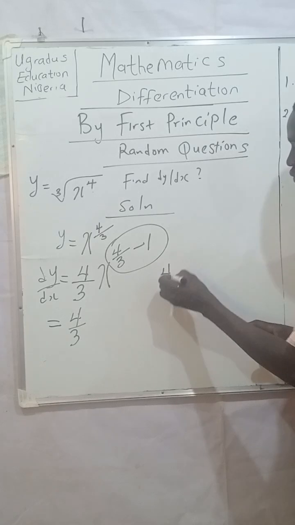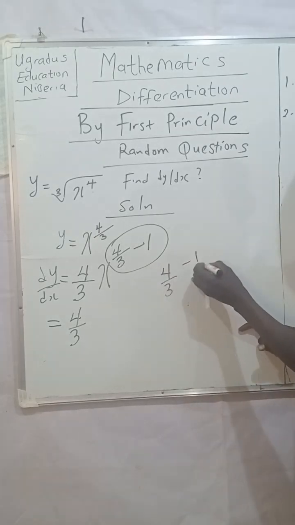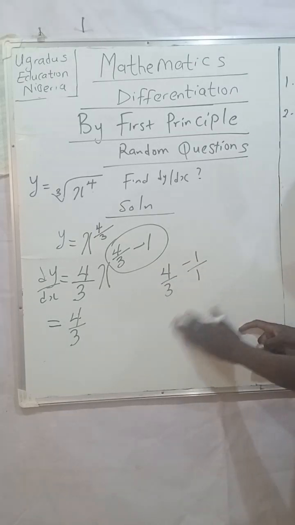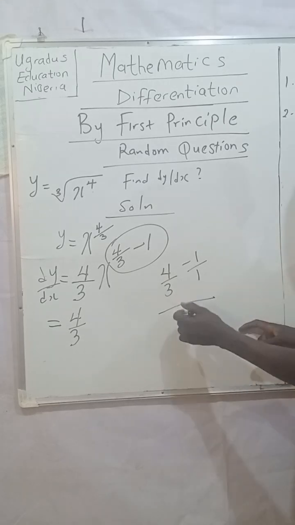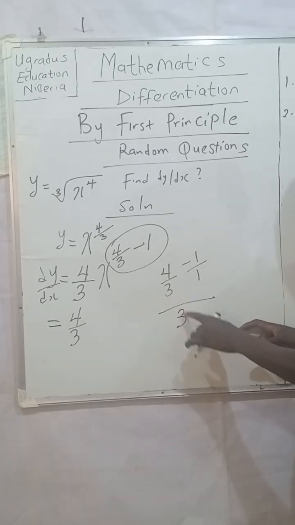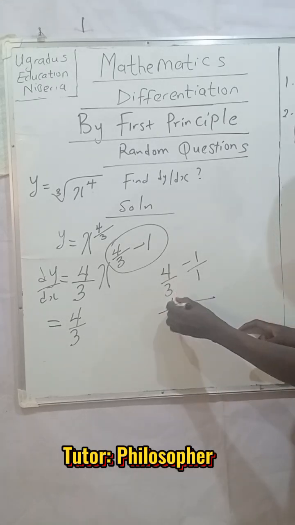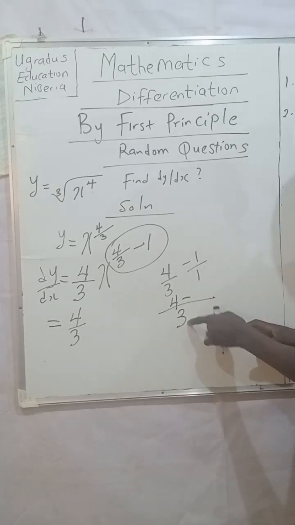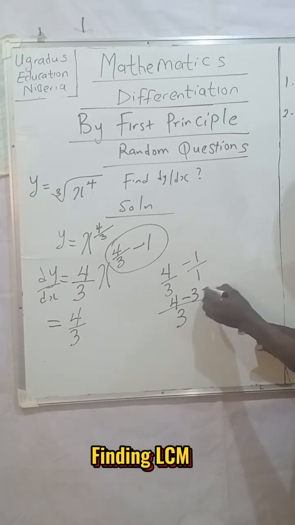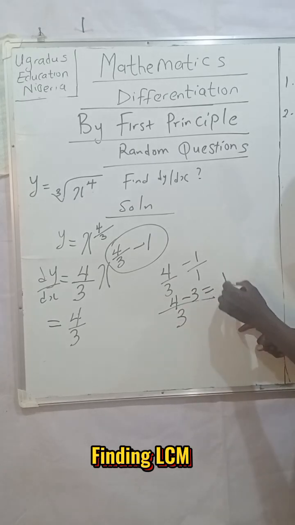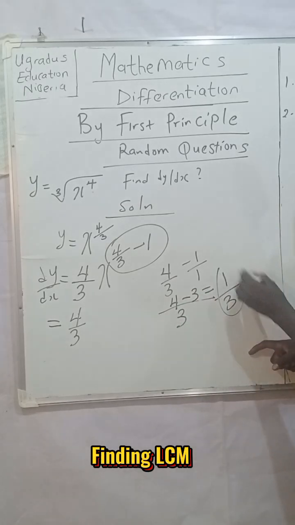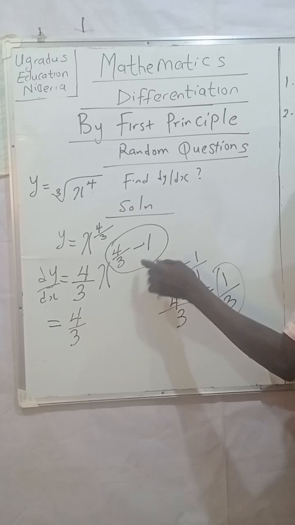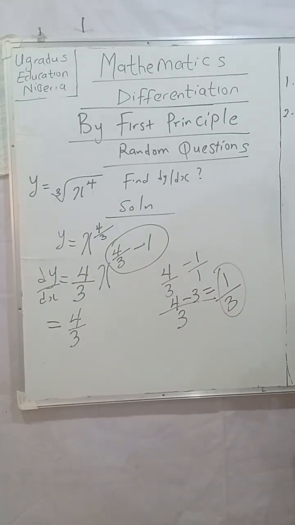So let's find it together. 4 over 3 minus 1. To make it balanced, just put 1 by yourself. It doesn't change anything. LCM is 3 times 1, 3. You now begin to say 3 in 3, 1. 1 times 4, 4. Minus, now you are here. 1 in 3, 3. 3 times 1, 3. By the time you subtract 3 from 4, you are going to get 1. 1 all over 3. That means when you do this very well, you are going to have 1 all over 3.